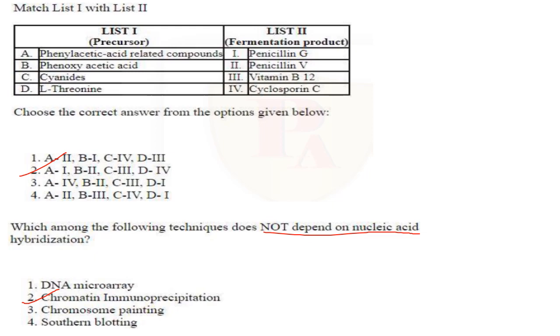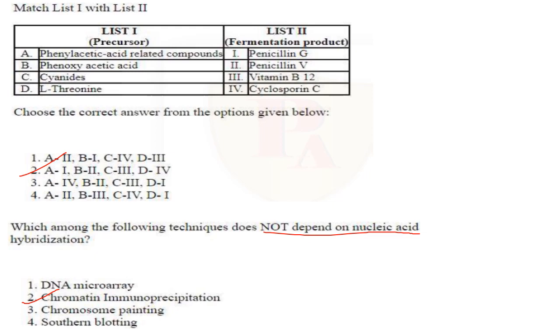Next one. Match list 1 with list 2. List 1 is precursor and list 2 is the fermentation product. Phenylacetic acid related compounds: so it is penicillin G. Phenoxyacetic acid is penicillin V. Cyanides is vitamin B12 and L-threonine is cyclosporin C. So the answer here is option 2, A1, B2, C3, D4.